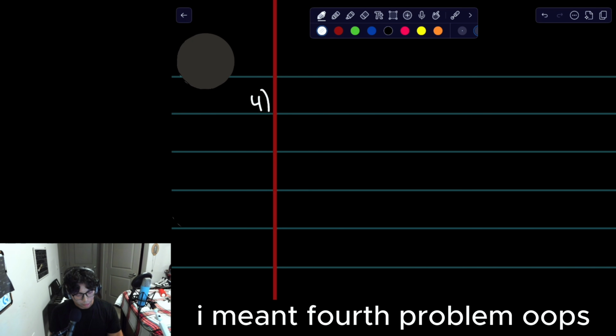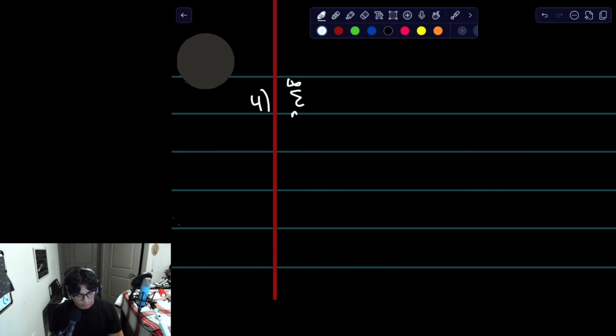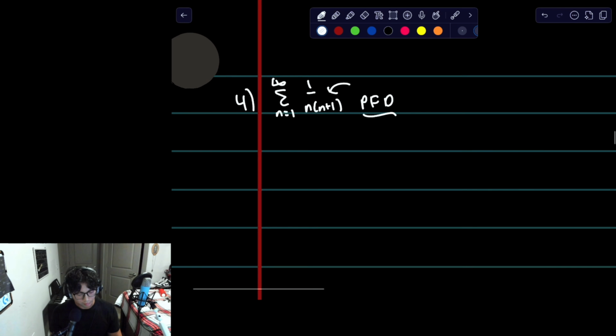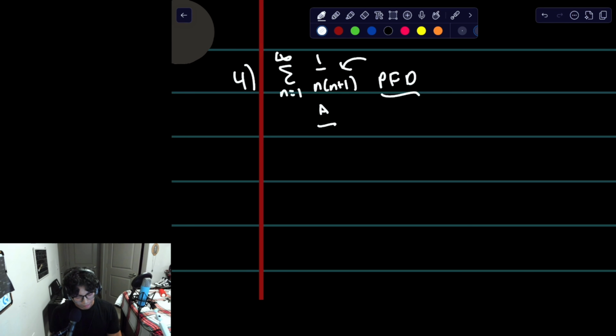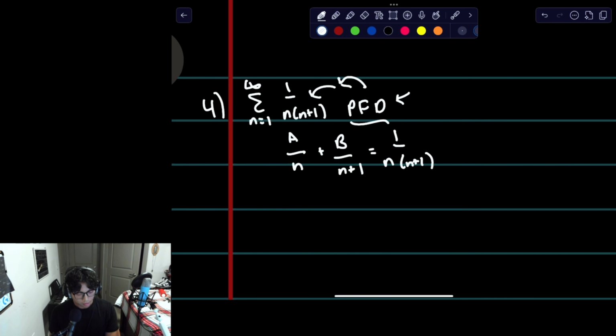Now let's let our first problem be the infinite series, starting at 1, of 1 over n times n plus 1. And the first thing you notice is you could do a partial fraction decomposition on this a sub n. So this becomes a over n plus b over n plus 1, setting it equal to 1 over n times n plus 1. Now again, if you see a partial fraction decomposition possibility in our a sub n, this calls for a telescoping series.